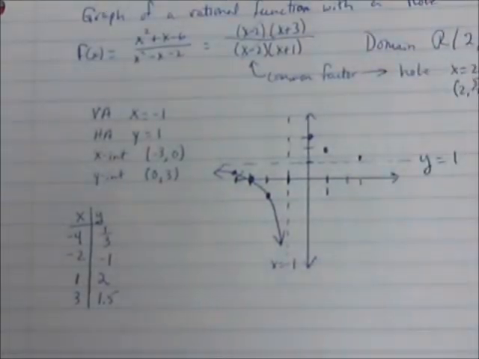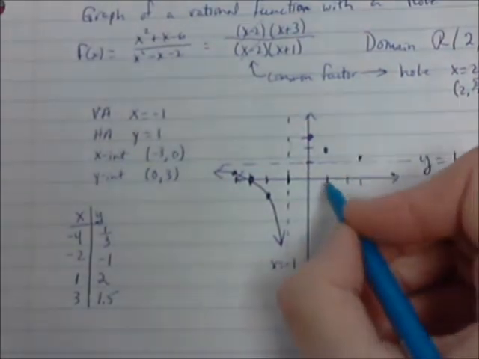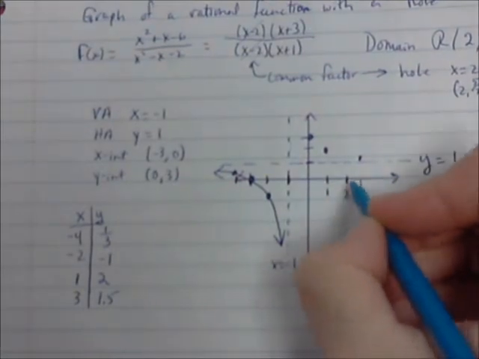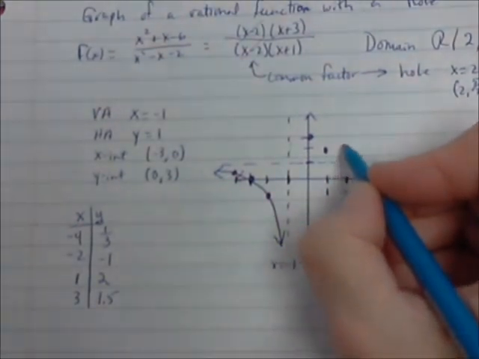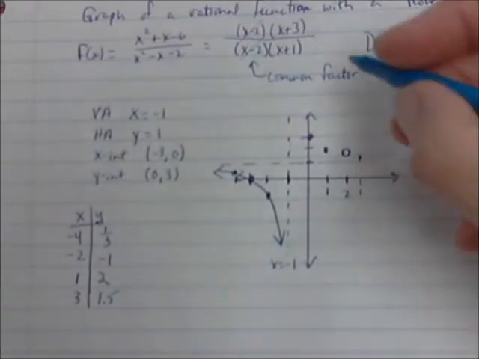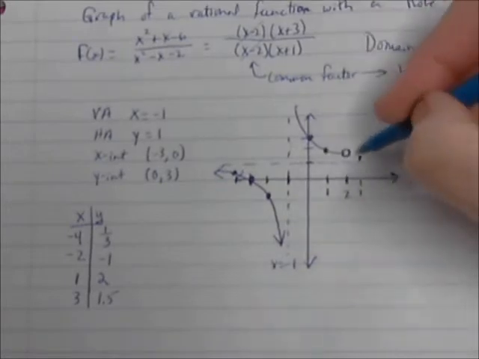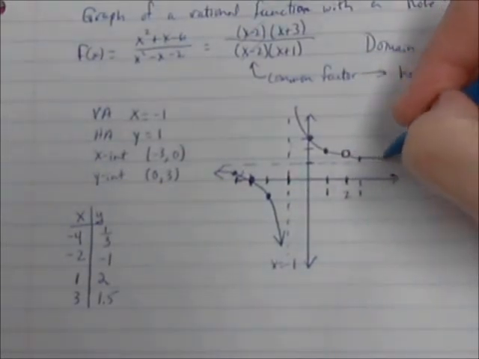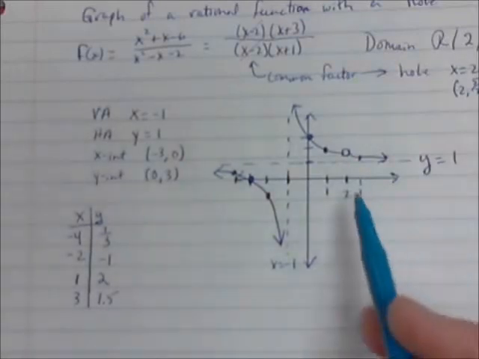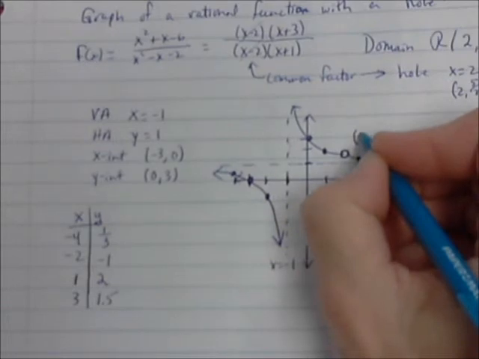And then the only thing we haven't plotted is our hole. Our hole is at x equals 2 and y equals 5/3, which is 1 2/3. So you go over to x equals 2, go up to 1 2/3. It's about right there, and you put an open circle. That is the hole. And when you graph this function, you're going to come down and not go through the hole. Just graph around it like that. And there you go. There's your graph of a rational function with the hole at 2, 5/3.